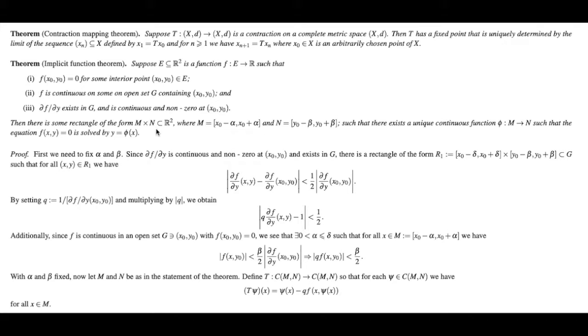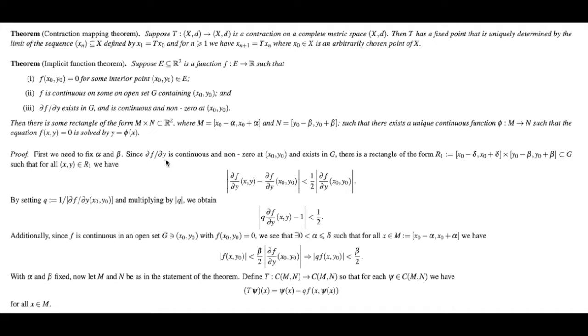And if it holds for any rectangle M cross N, then obviously it holds for subsets of M cross N. So let's get into the proof of this theorem now. First, we need to define and fix these constants alpha and beta. So they're going to actually depend on the continuity and the differentiability of the function f.